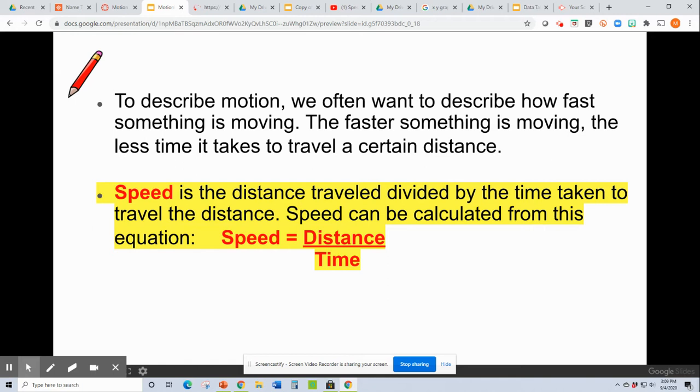So you're ready to write down our first kind of official definition. One of the ways we like to describe motion is by talking about the speed of an object. It's just the distance traveled divided by the time taken to travel that distance. And here's an equation. Speed is equal to distance divided by time.